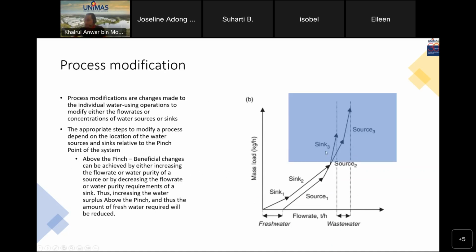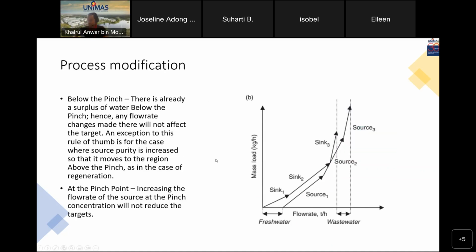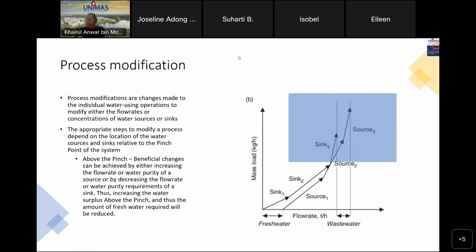So above the pinch, in this region, beneficial changes can be achieved by either increasing the flow rate or water purity of a source, or by decreasing the flow rate or water purity requirement of a sink, thus increasing the water surplus above the pinch, and thus the amount of fresh water required will be reduced. This is for above the pinch.